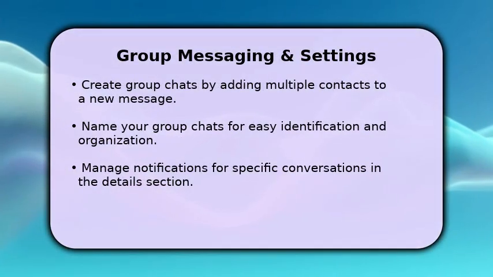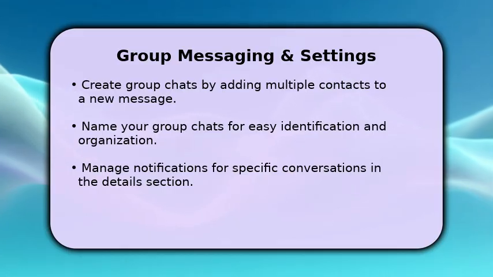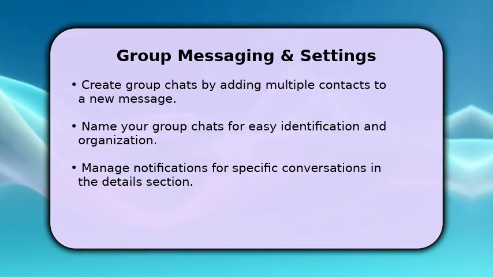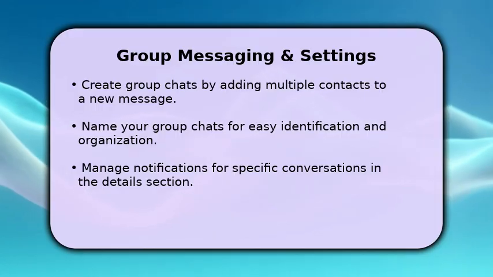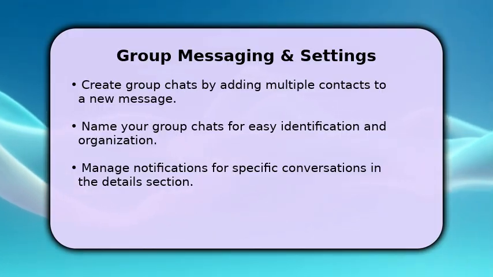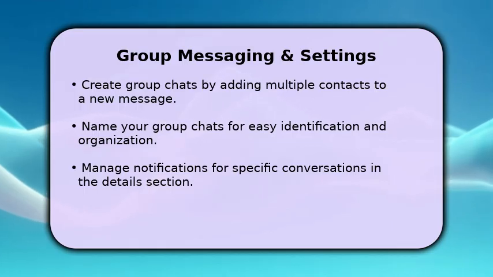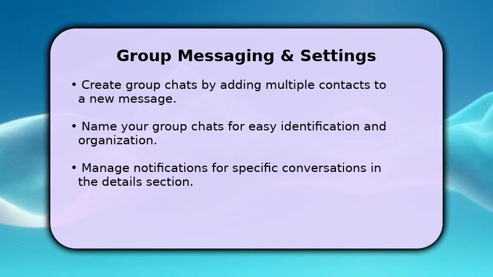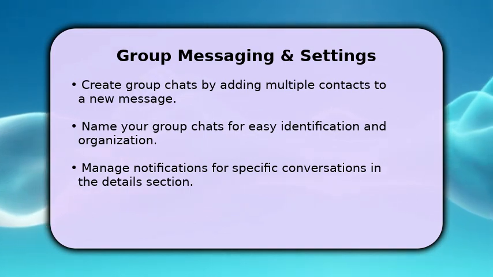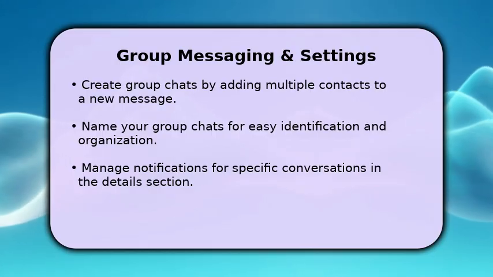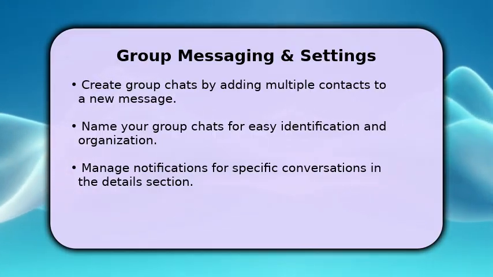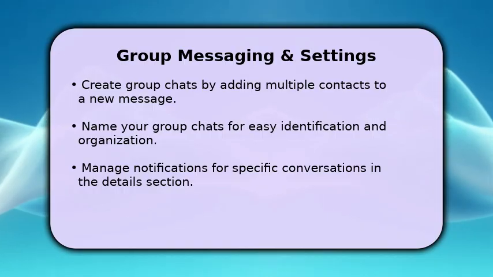Group chats are easy to set up. Just add multiple contacts to the To field. You can even name your group chat for clarity. To manage notifications for any conversation, tap the contact names at the top and select Info. Here, you can also turn on or off read receipts for individual chats or globally in your device's main settings. These options give you full control over your messaging experience.